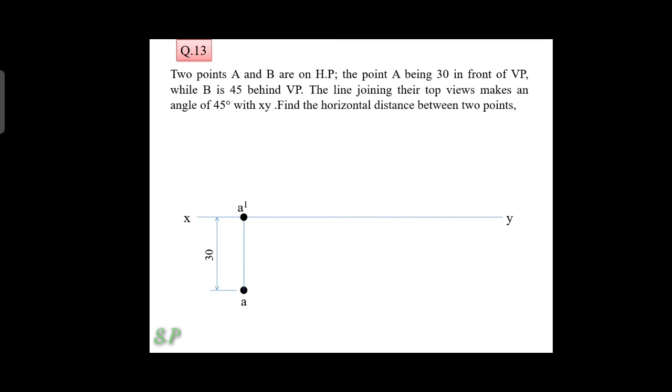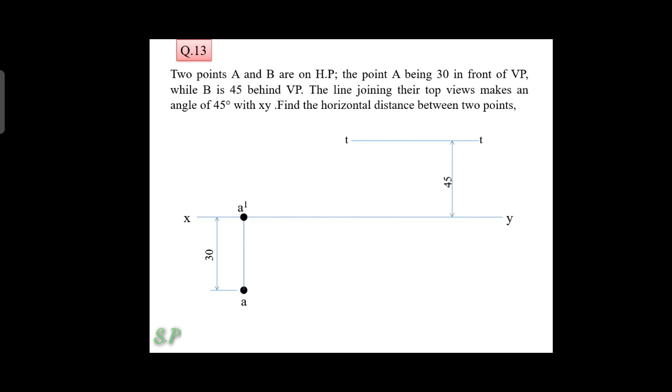Next, the other point is located 45 behind VP. That means the top view of the other point will be above the XY reference line. So above the XY reference line, you take a 45 mm distance and draw a straight line. The line is parallel to XY. You name it TT.